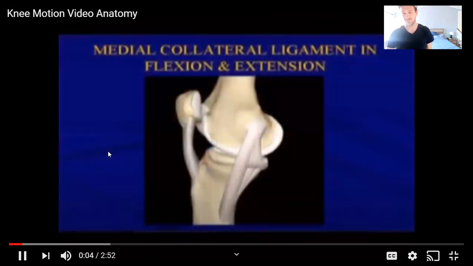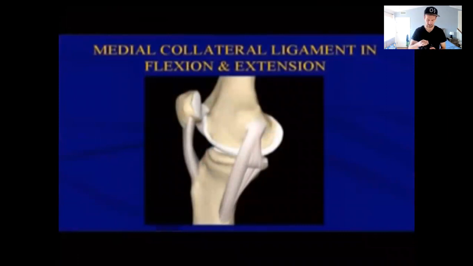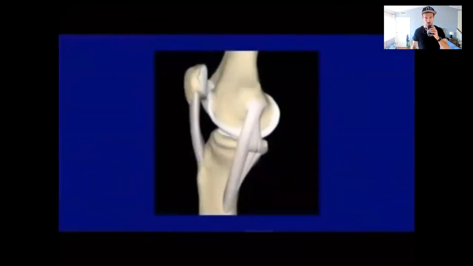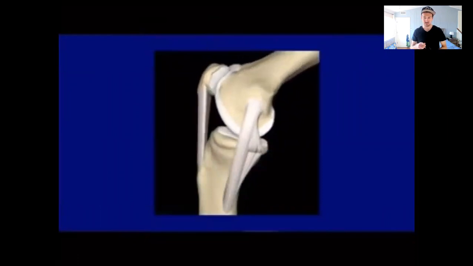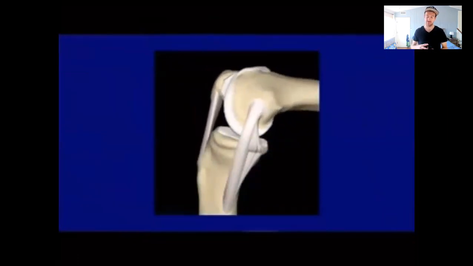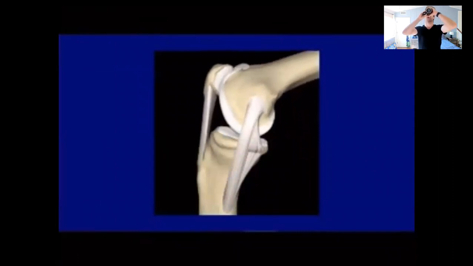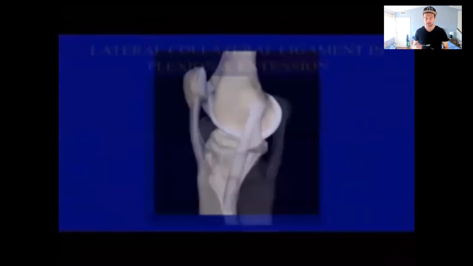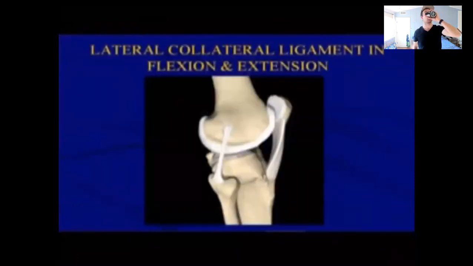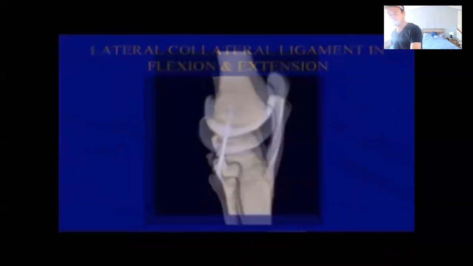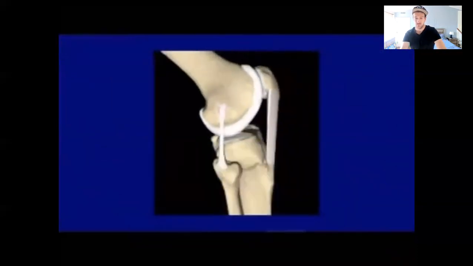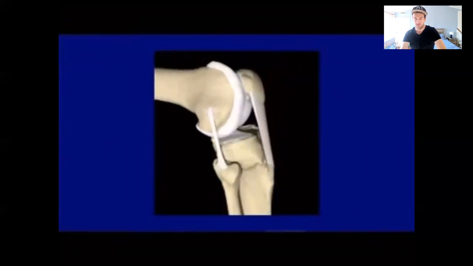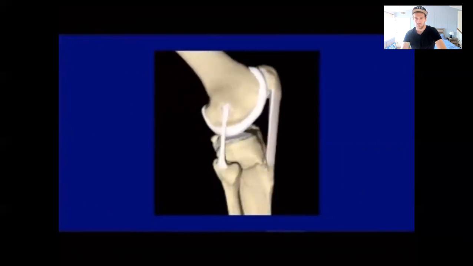So let's look at some movement of the knee. Here's the medial collateral ligament. Watch the movement and flexion extension of the medial collateral ligament. Look at the inside of the knee. Here's the lateral collateral ligament, outside of the knee, attached to that fibula. And you can see the movement of the femur on the tibia, and also look at the ligament moving forward and back, and look at the whole movement of the whole joint here.